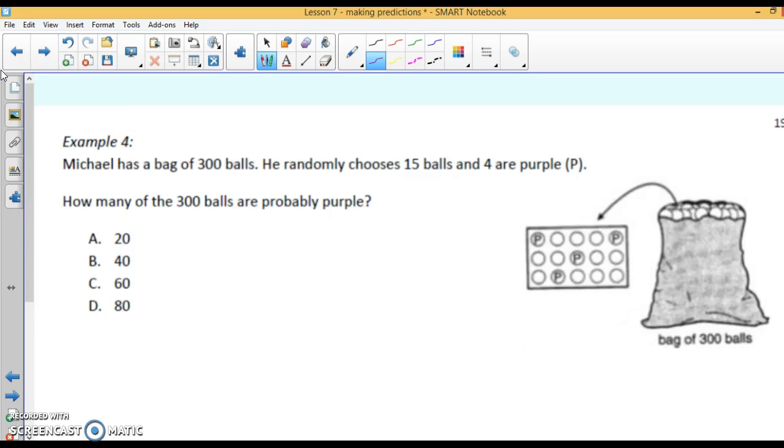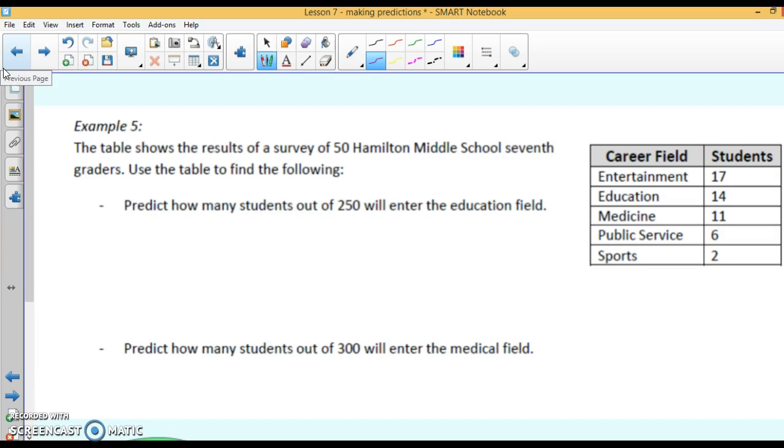Michael has a bag of 300 balls. He randomly chooses 15 balls and 4 are purple. How many of the 300 balls are probably purple? Well, let's set up a proportion. 4 out of 15 are purple, so we want to know X out of 300. When you solve this, you end up with X is 80.